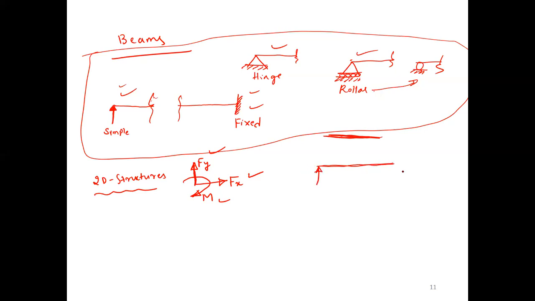say I am providing simple support at both ends. So at each joint, the possible deformations are 3. What are those? Fx, Fy, and M. This kind of simple support will resist vertical reaction, but it cannot resist the rotation as well as horizontal displacement. It will not resist horizontal movement as well as rotations. Hence, these kinds of beams are generally preferred.